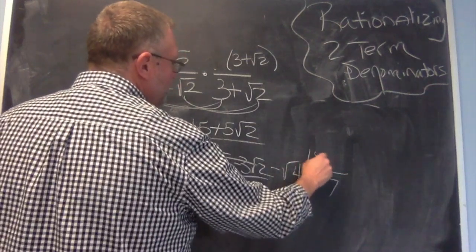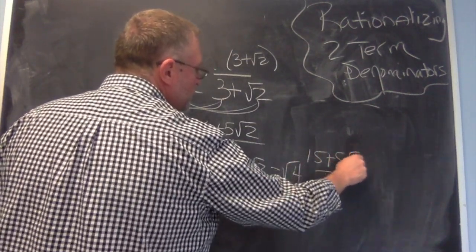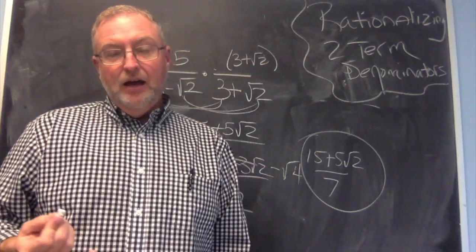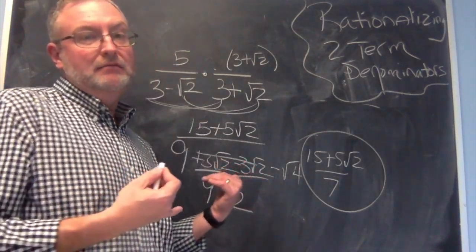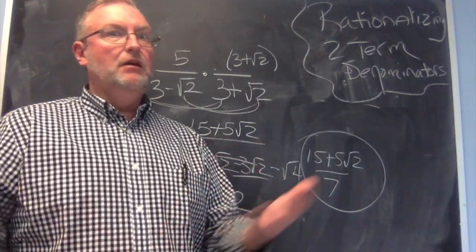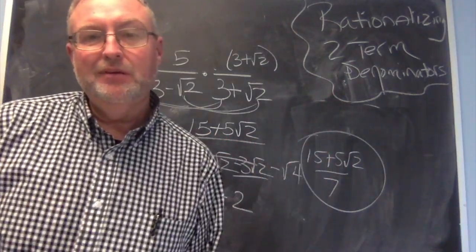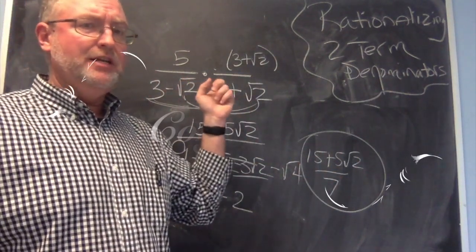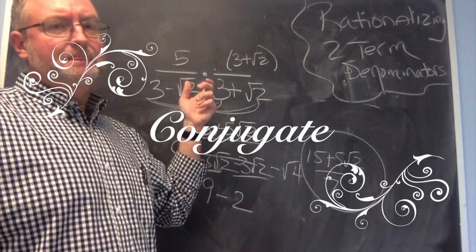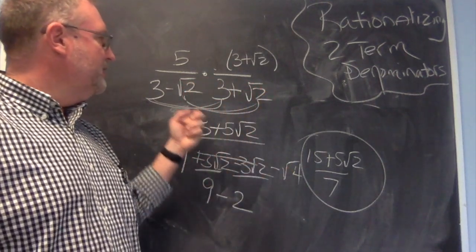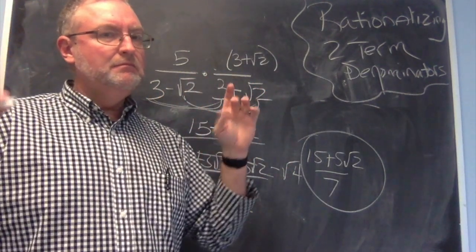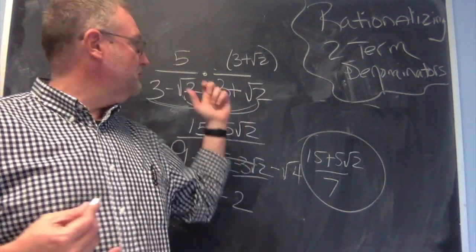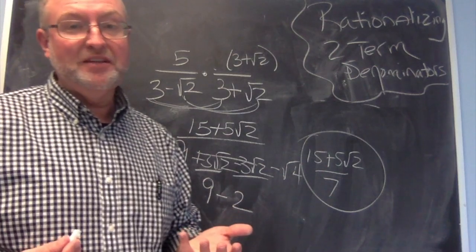So now I have 15 plus 5 square root of 2 over 7. And that's the answer. So we eliminated that denominator. So it looks like, what? But it's really simple. When I tell you that you're eliminating the radical by multiplying by its conjugate, it sounds really hard. But really, you just multiply by its opposite binomial, 2 terms, and you'll eliminate the radical. Pretty cool. Or it's pretty radical.